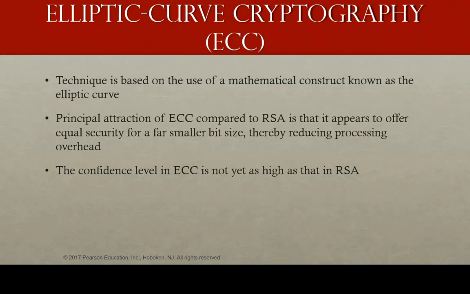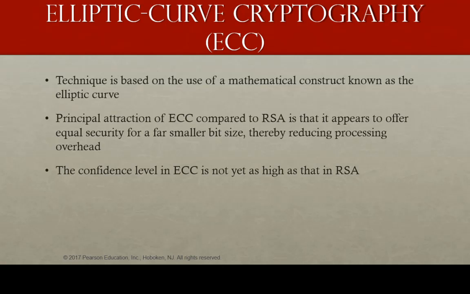Recently, a competing system has begun to challenge RSA, which is elliptic curve cryptography, ECC. Already, ECC is showing up in standardization efforts, including the IEEE P1363 standard for public key cryptography. The principal attraction of ECC compared to RSA is that it appears to offer equal security for a far smaller bit size, thereby reducing processing overhead.